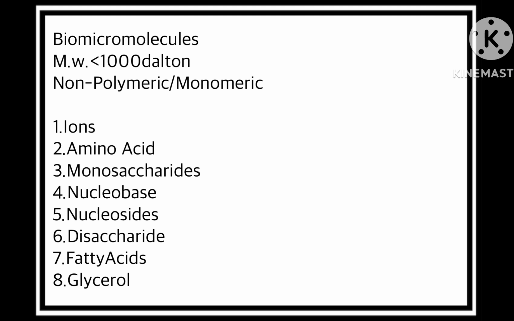But you don't need to remember the names of all of them. But for your information, I'll mention 7 to 8 names, which are as follows: ions, amino acids, monosaccharides, nucleotides, nucleobases, nucleosides, disaccharide sugars, and fatty acid glycerol.